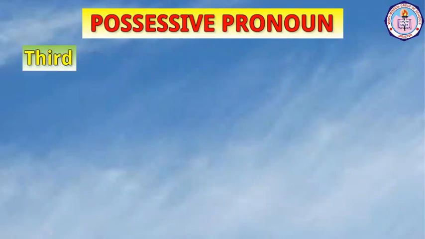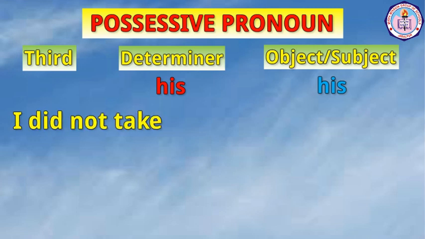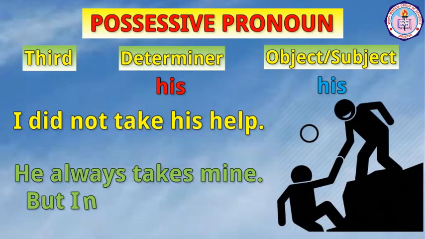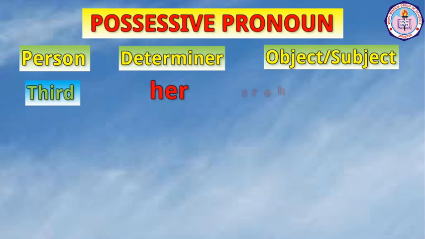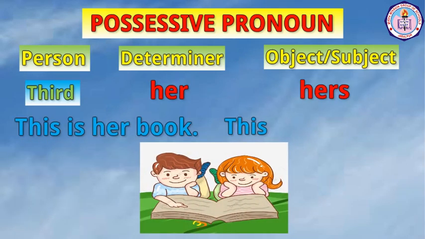The third person pronoun. Both determiner and object is his. Here, both the possessives are the same spelling and pronunciation, his. Example, I did not take his help. He always takes mine, but I never take his. Next, her, hers. This is her book. This book is hers.